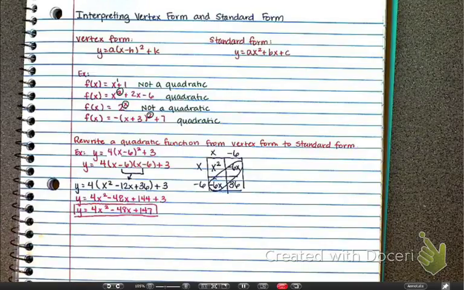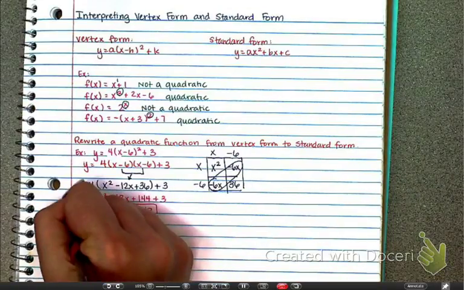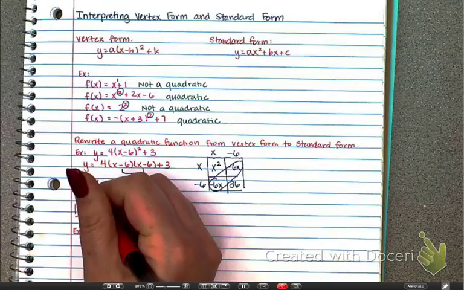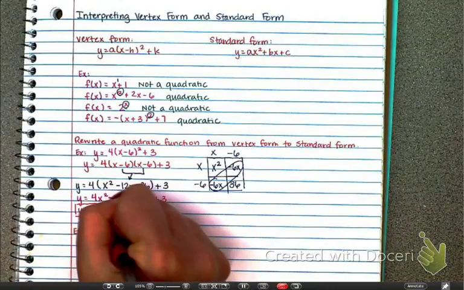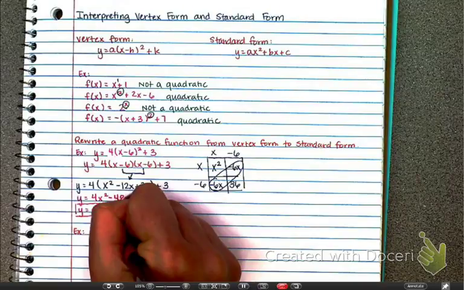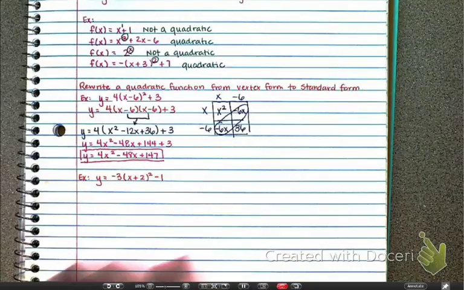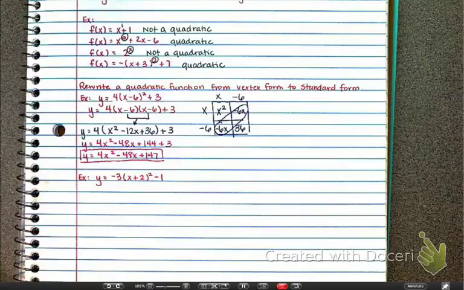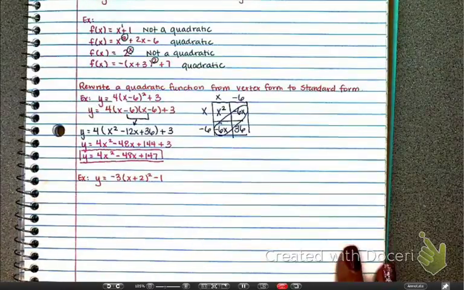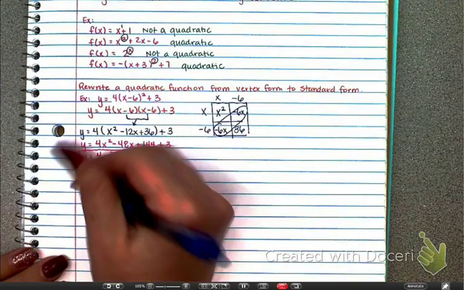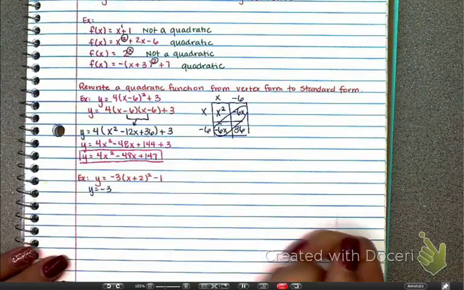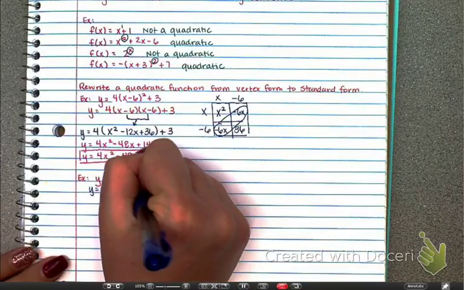Okay? Can I give you one to try, or do you need to do one more with me? No, but we try. Okay. I like the enthusiasm. So let's do y equals negative 3 times x plus 2 squared minus 1. So I'm going to give you a second. I'm going to pause the video so that you can try that on your own. I'm going to go through each step. Some of you may have been able to skip steps because you know what's coming, but just to make sure we're good. So y equals negative 3 times x plus 2 squared, which means x plus 2 times x plus 2.